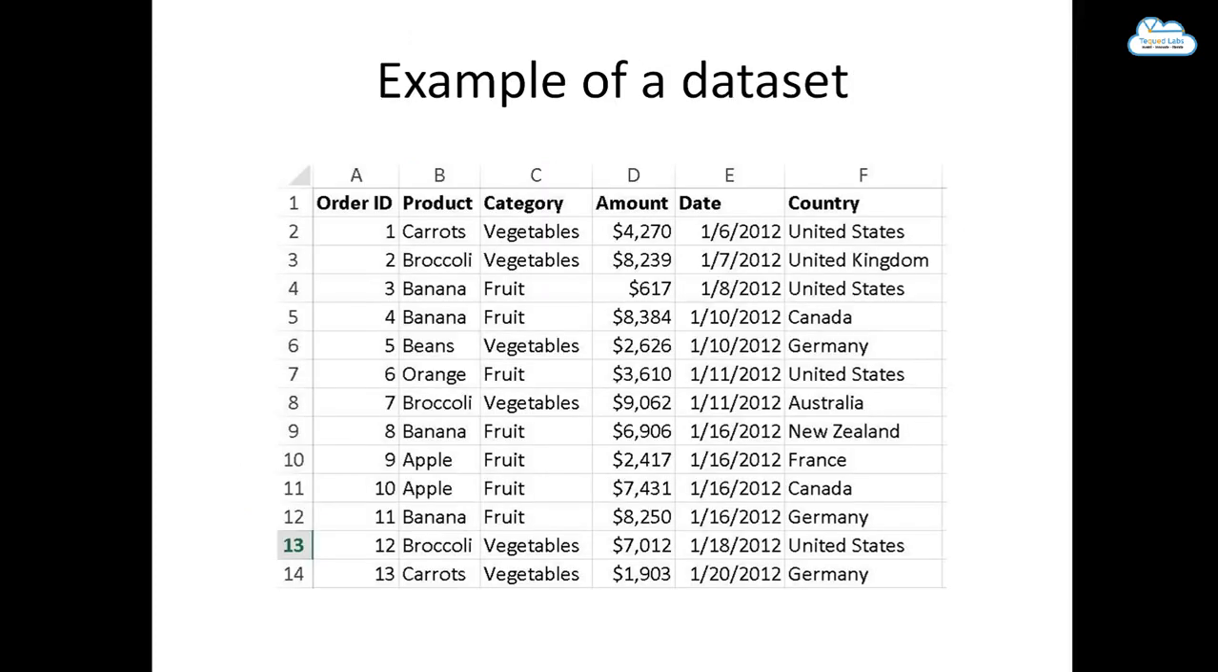So this is an example of a data set. The best example you can consider is your Excel sheet. Whenever you see an Excel sheet, that is similar to a data set. In this data set you have your column headings: order ID, product, category, amount, date and country. Order ID is a number, product is all the vegetable names, category tells you whether it is a vegetable or a fruit, then amount is in terms of dollars, then date and country.